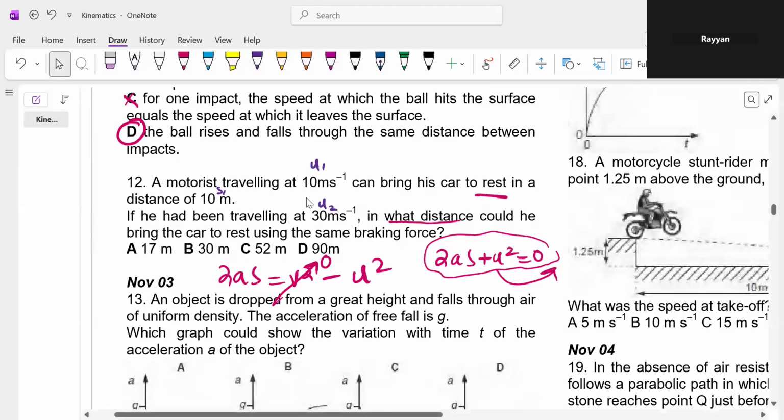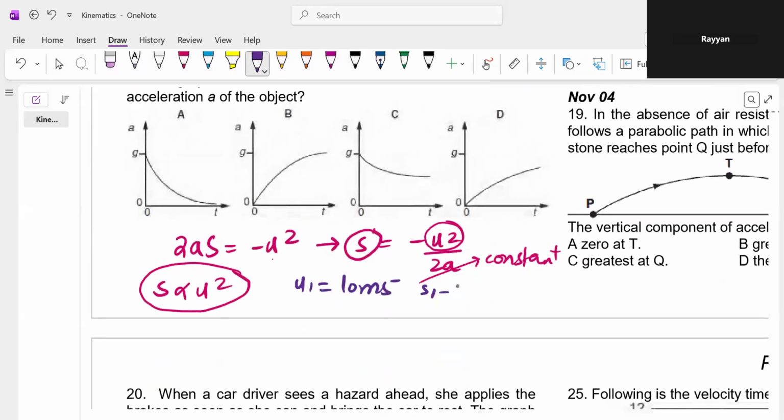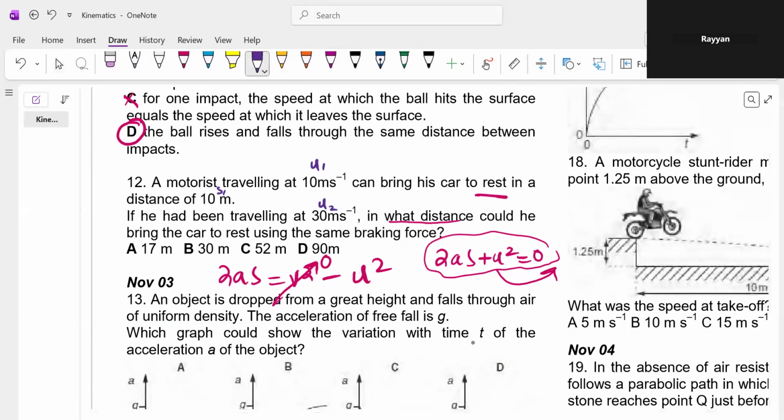Are you clear with this? Yeah. Okay, your S1 is 10 meters. And they have also given you the u2, not S2. That is 30 meters per second.